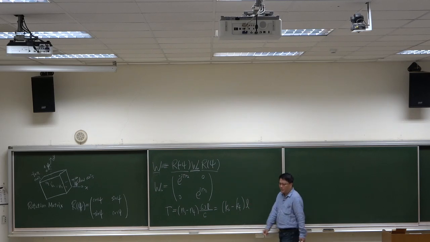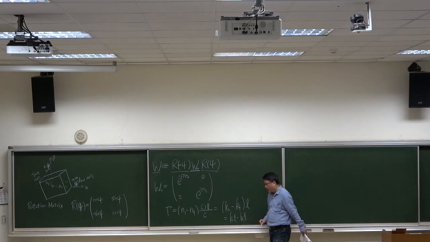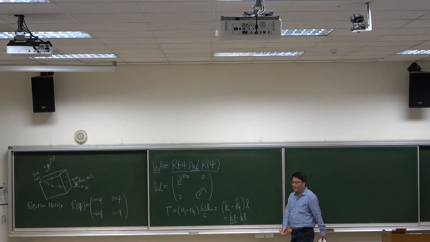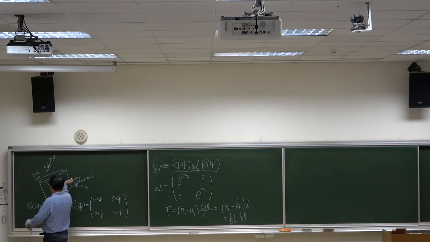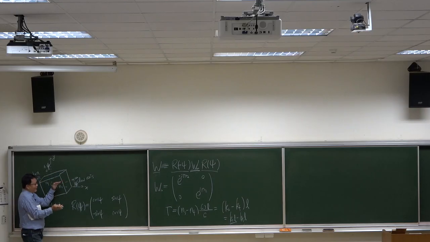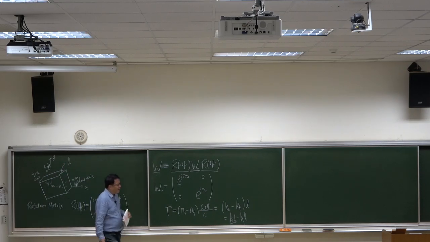So this quantity is in fact this Ks minus Kf times L, or you can see this as KsL minus KfL. KsL is the phase difference for the slow axis. You send the beam of light here, and then it penetrates through this wave plate. The thickness of the wave plate is L.